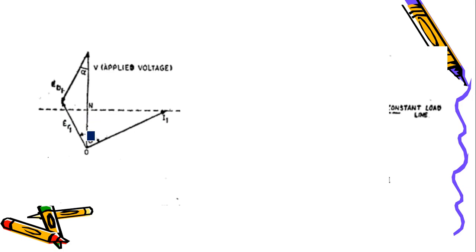So this is the applied voltage V, and there will be a back EMF, and the back EMF, we know, is controlled by the excitation, which is not shown here. Based on V and the back EMF we get the resultant voltage, and the resultant voltage decides the current here.